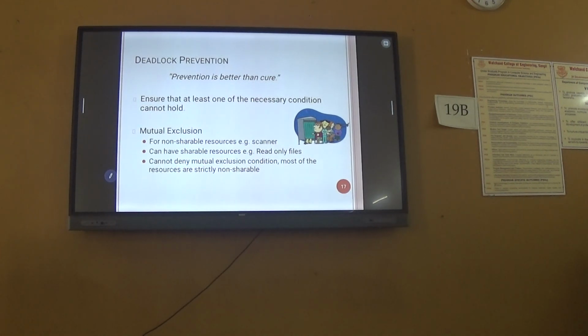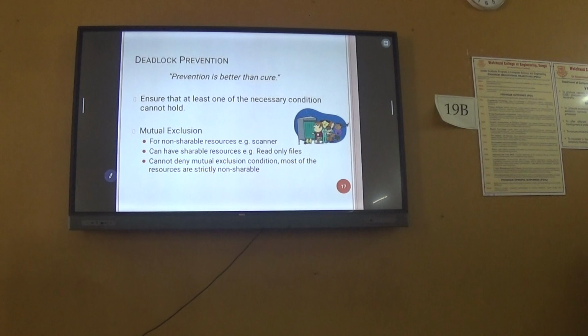So out of 4, how many are left with us? 3. So mutual exclusion is compulsory. It is always true. Now we only have 3 options, and out of these 3 options, we can make any one of them false. Have you got the situation? Though there are 4 conditions, we have to make one condition false, but mutual exclusion we can't make false. It has to be there, so it has to be always true.